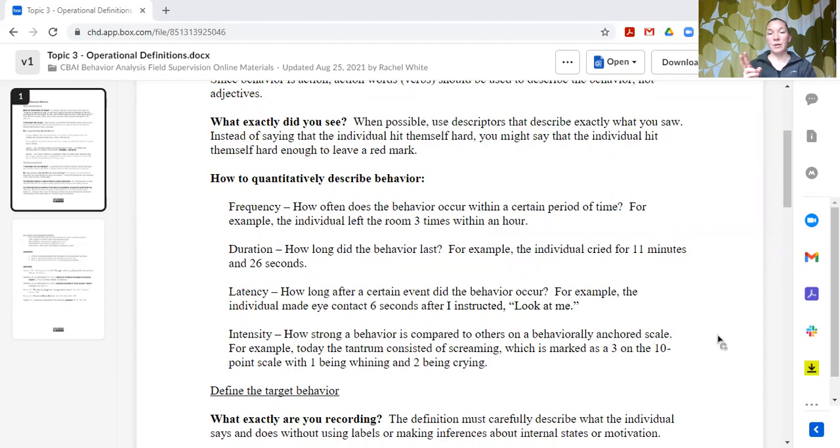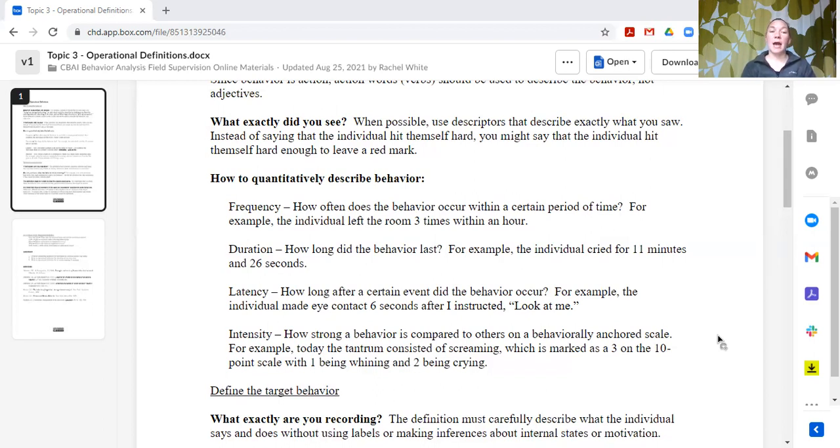The second is duration, and this is how long the behavior lasts. The duration of the whole incident from start to finish, how long did that take? Latency is the third, and it's similar to duration, except that we are measuring from the cue that should have signaled the behavior, or some antecedent, to the start of the behavior. So how long did it take the individual to start cleaning up after they were instructed to clean up? Or how long after I called their name did they answer?